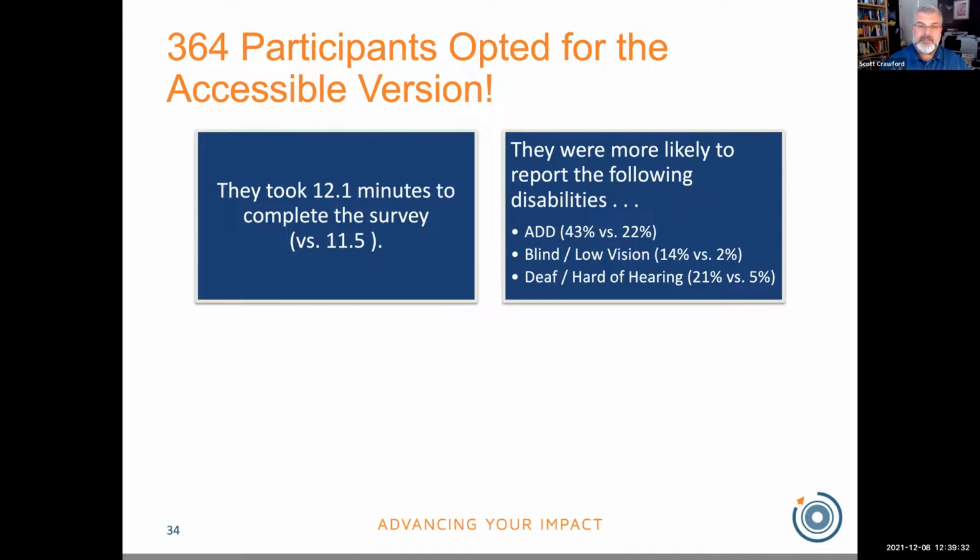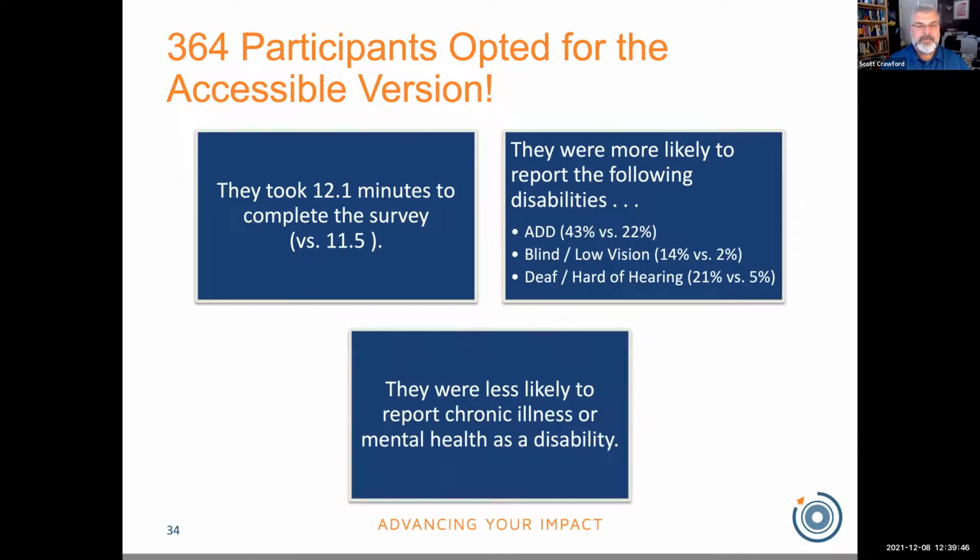I should just say that the sample sizes are small here. So just be very cautious about these numbers. I considered not even including them exactly. They're very small numbers, so just a caveat there. We're hoping that this second iteration will give us more data so that we can start to get a little more definitive about some of this. They were less likely to report chronic illness or mental health as a disability, though. That was an interesting difference.